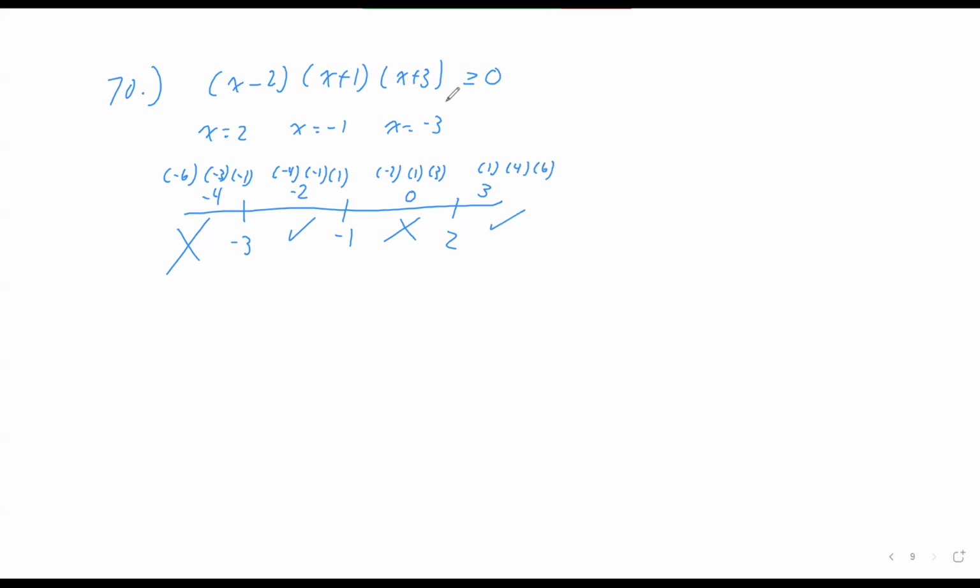So therefore, my answer, because there is a line underneath the inequality, would be bracket -3, comma, -1, because that portion worked, union bracket 2, comma, all the way to infinity. All right, let's do another one.